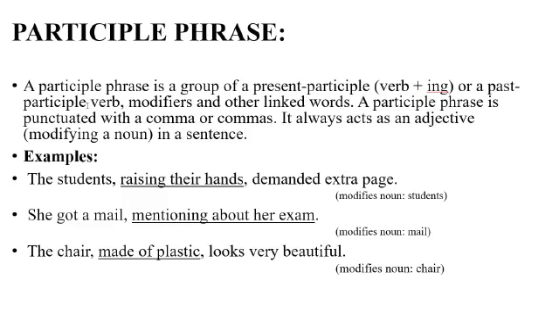Well, dear students, a participle phrase is a group of present participle. Present participle means fourth form of verb. In other words, first form of verb plus ing is called fourth form of verb.